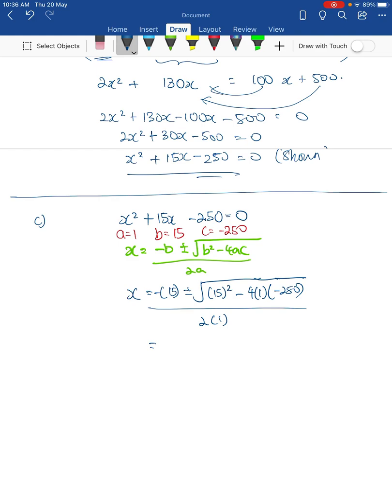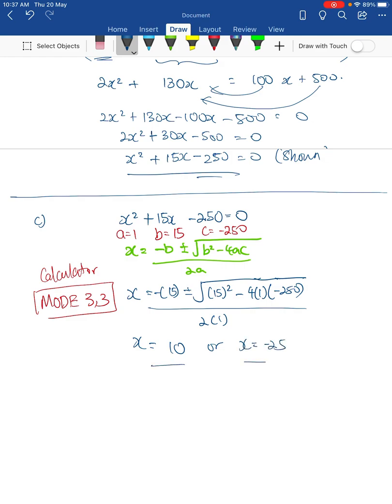After we show the working here, we don't need to key in the calculator manually like this. We just go to mode 3 on the calculator. Then key in the value of a equals 1, b equals 15, c equals minus 250. And x equals 10 or x equals minus 25. So these 2 will be your answer.